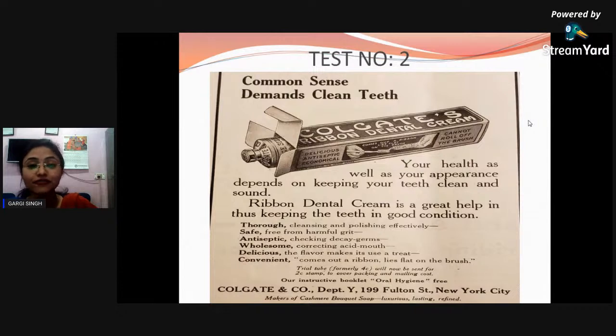Safe, free from harmful grit. Antiseptic, checking decay germs. Wholesome, correcting acid mouth. Delicious, the flavor makes its use a treat. Convenient, comes out a ribbon, lies flat on the brush. Our instructive booklet, Oral Hygiene, is free. So this is your advertisement. I hope you have gone through the advertisement carefully.